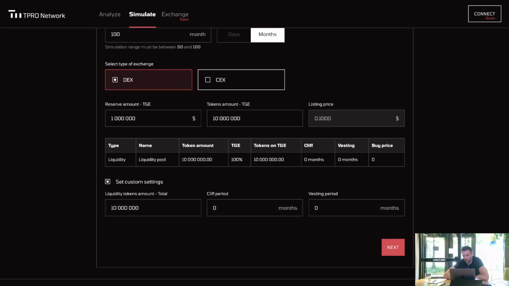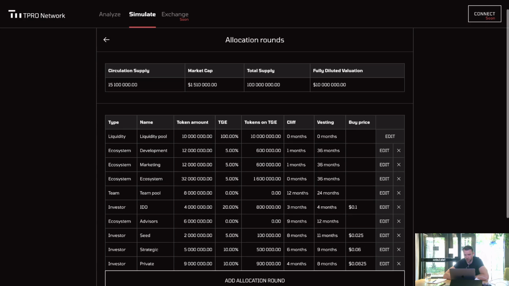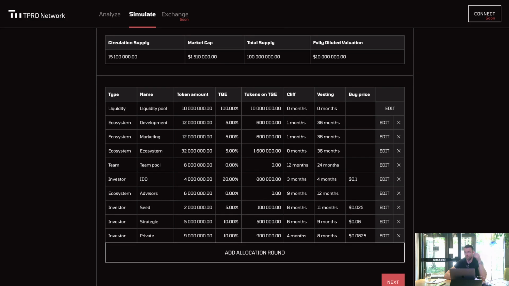You can have some custom settings like cliff, which is locking the tokens, vesting, and so on for the liquidity, but for now I'm not going to get into that. So as you can see, we have allocation rounds, and we have ecosystem, development, marketing, team pool, investor IDO, investor strategic, with all of the token generation amount, cliff, vesting, the price, and so on. So this is already pre-populated. It's because the project is in our database, right? It's an existing project on our network. So you don't need to put any information here. If you wish, you can play around with that. That's fine, because this is our assumption. Even if the project exists, you can tweak even small things and then check how it's going to behave. So this is how it is.